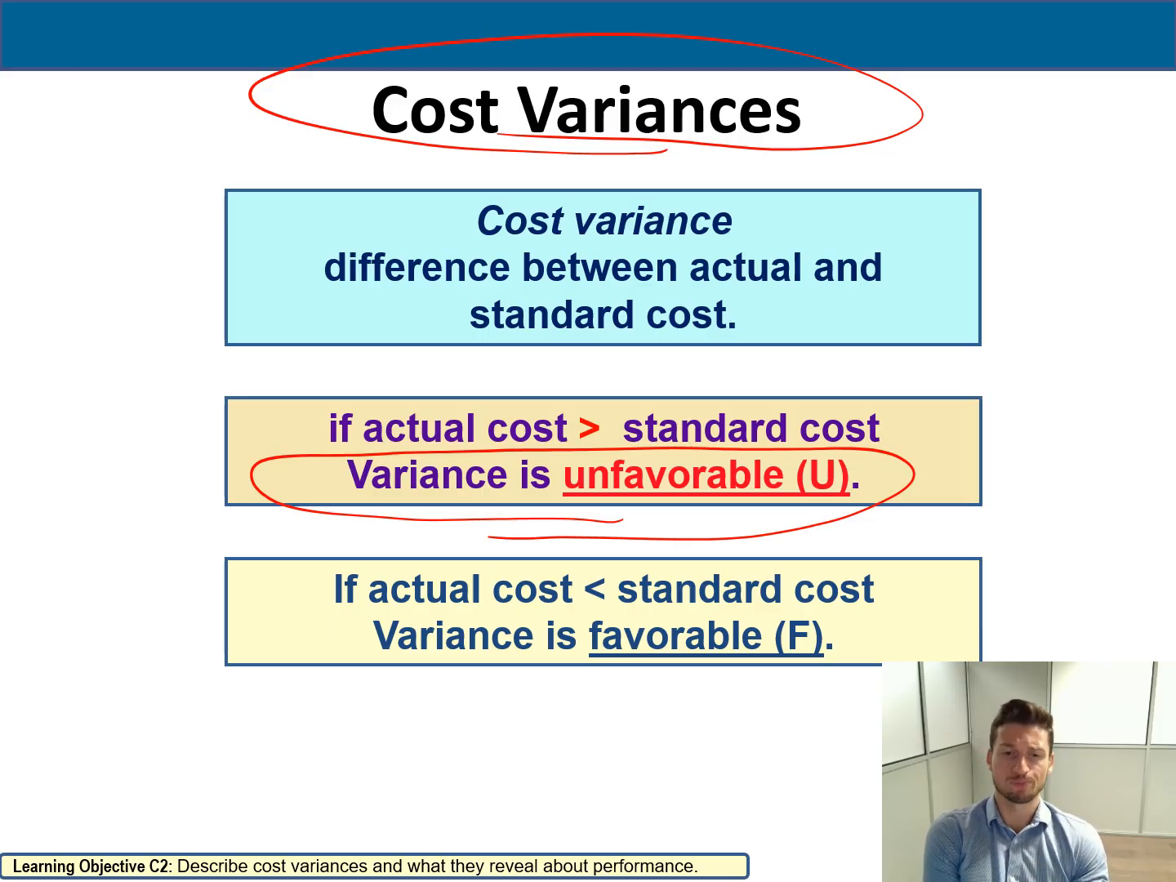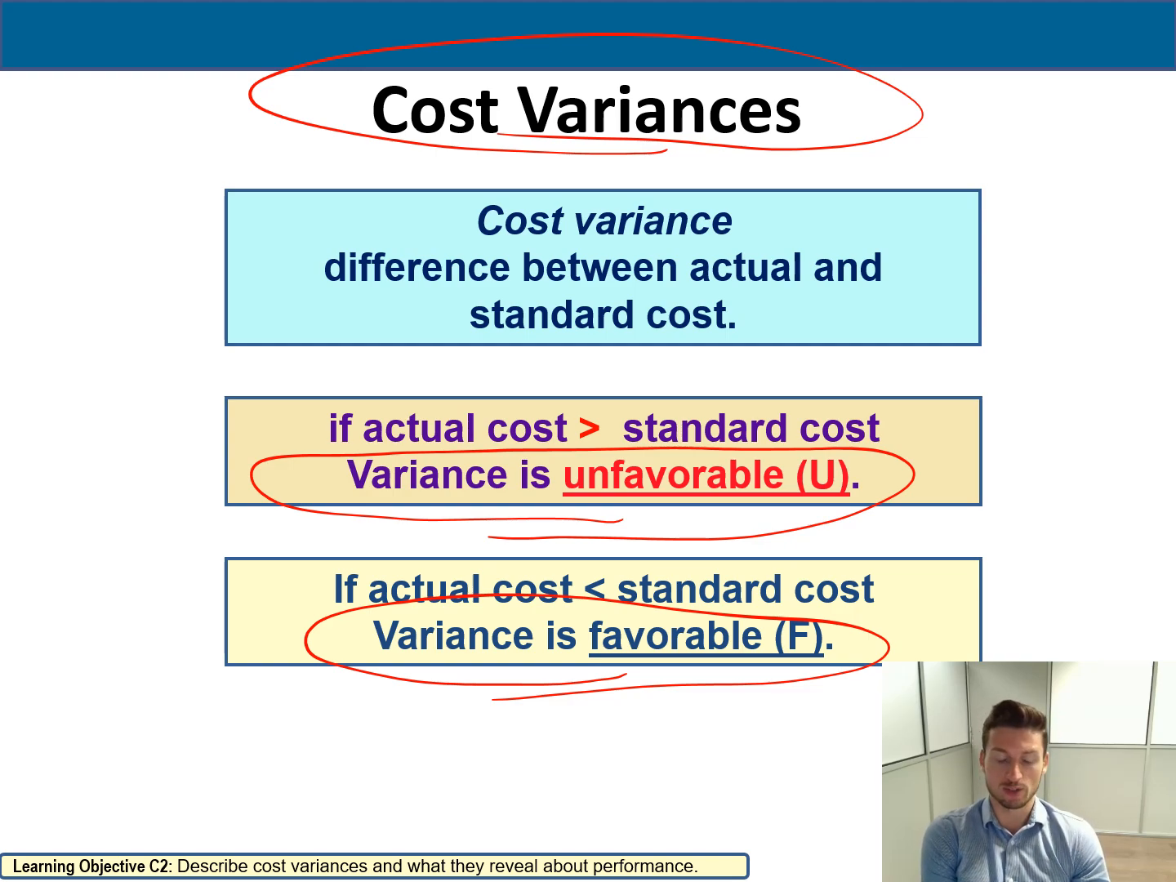And if your actual cost is less than standard cost, of course, variance is favorable because you actually used and consumed less cost than you were supposed to. So of course, your variance will be favorable.